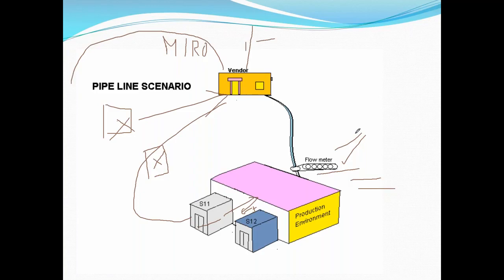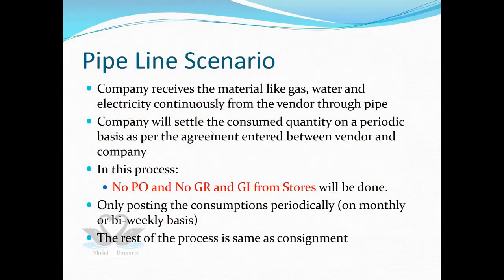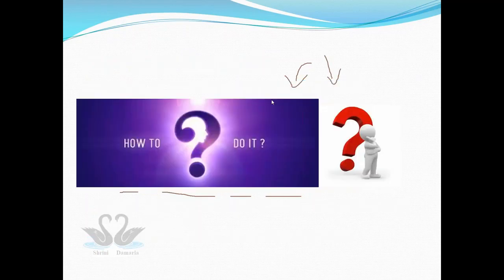This is what we call the pipeline scenario. Being a consultant, how to do it here? Just for information, I said water, but industrial gases, water, petrol, electricity, everything will come under this fashion only. No PO, no GR, no goods issue, no MIRO, nothing is going to be done. But we have to pay him. How to do it? That is the question that arises here.